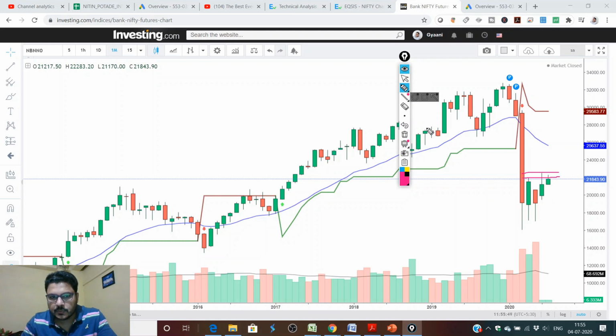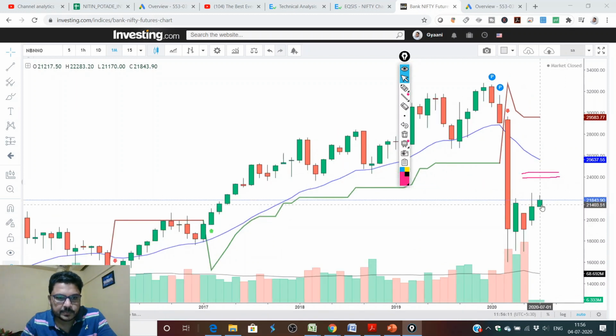But the good thing is that if you have noticed, let me just show you the data. Look at the data on the left hand side, on the left top, where you can see the open is 21217 for this month and the low was 21170. So it was quite close to the low. But this is a very positive sign. As you can see, this is far away from the moving average, this candle, and it has formed a bottoming tail bar.